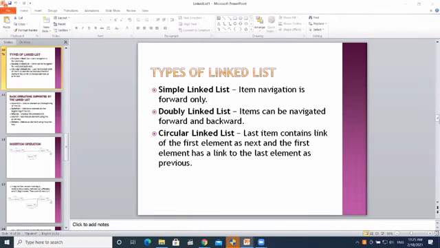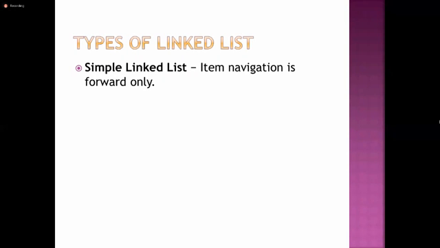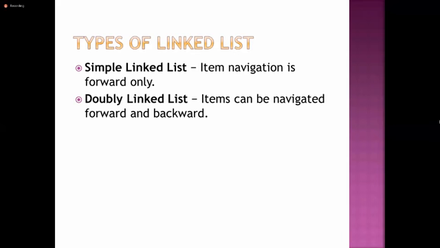Then we'll move on to the types of linked list. One type is called a simple linked list, where the navigation of items can be done forward only. Then there is the double linked list, where items can be navigated forward and backward. Then there's another option called a circular linked list.